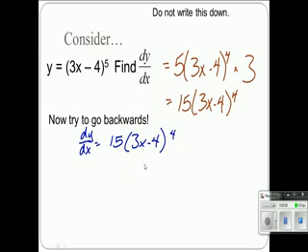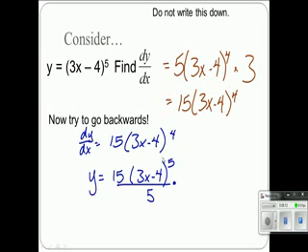Well, if I use the rule that I just learned a second ago, add 1 to the exponent and divide by the new exponent, then the 15 is just going to come down. We're going to take the 3x minus 4, add 1 to that exponent, that becomes a 5, and divide by that new exponent. If I stopped here, I would be close to the original, but I wouldn't actually have the original, because that 15 over 5 gives me a 3 out in front. But there was no 3 out in front here. So I'm going to get rid of that 3 by multiplying by 1/3.